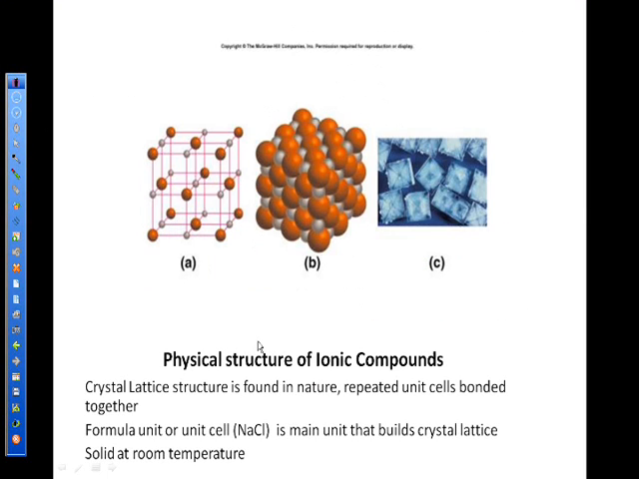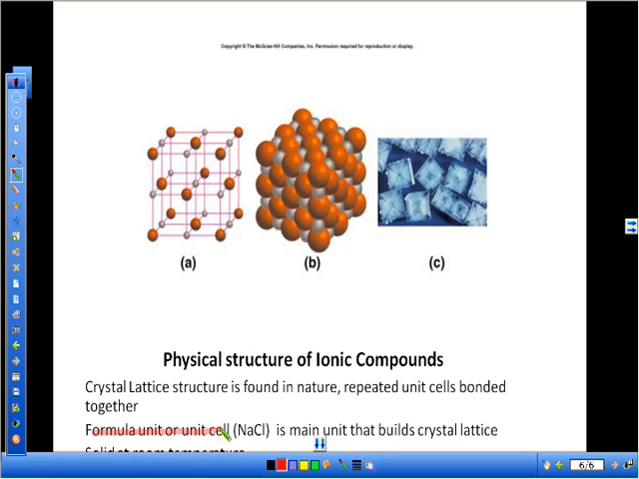So let's look at the physical structure. Again, the formula unit, or the unit cell, is going to be sodium chloride, and this is the main unit that builds the crystal lattice structure. This is the formula that we would write. However, in nature, it exists as what's called a crystal lattice, which is just a bunch of repeating unit cells. Here's our sodium and here's our chlorine, but you notice it's a repeating pattern. There's the salt structure in the picture, and it's always sodium, chlorine, sodium, chlorine, sodium, chlorine. This is the crystal lattice structure.